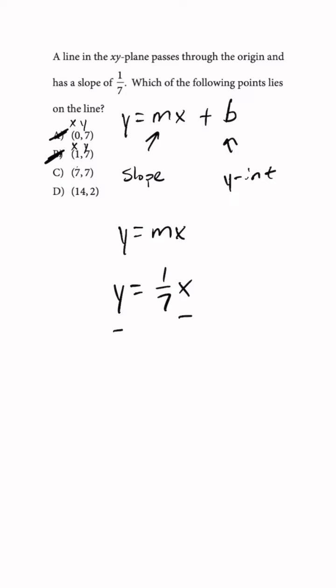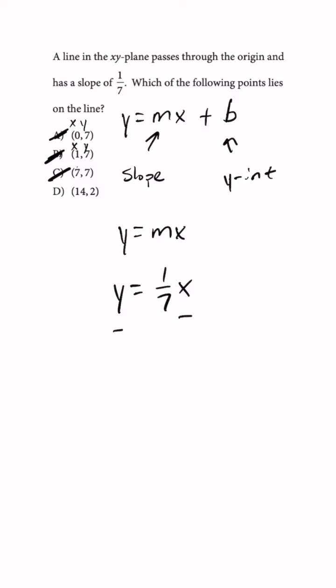Letter C is 7, 7. So if I plug in 7 for y and 7 for x, we would get 7 is equal to 1 over 7 times 7. And then we can simplify to 7 is equal to 1, because 1 over 7 times 7 is just 1. This is also not correct, so we're going to mark out letter C.